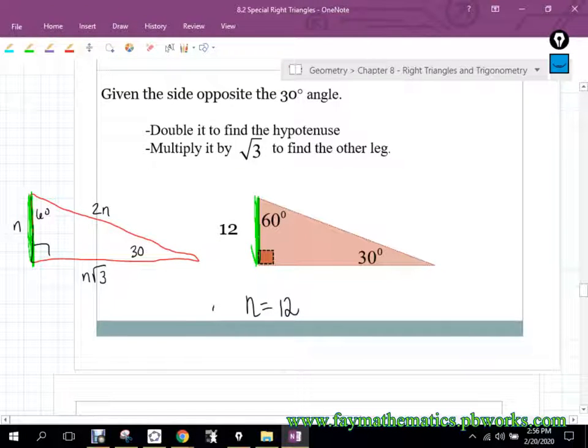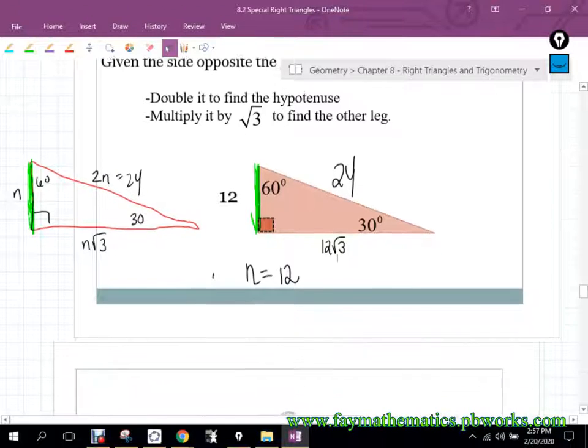And that's the easiest version of these problems, when they give me n, because now what would 2n be? 24. And that's the hypotenuse, so that's 24. And then across from 60 would be 12 radical 3. You just multiply by radical 3, and you've got your three side lengths now for that triangle. Is that okay? They give you n, you double it, and you multiply by radical 3, and that gives you the corresponding distances. Okay?